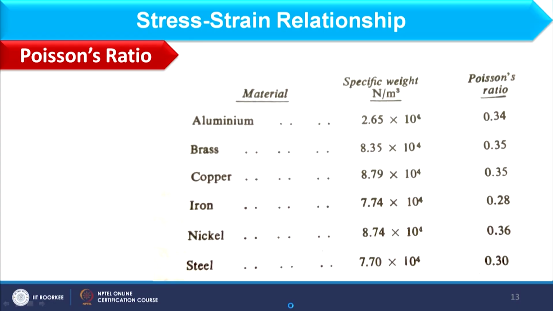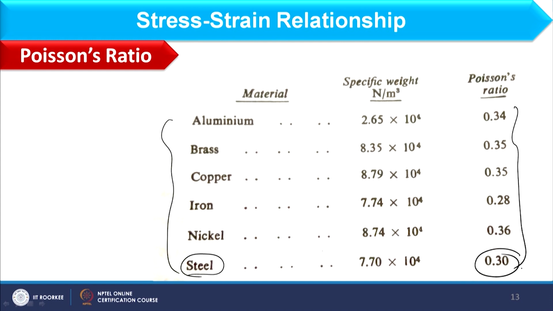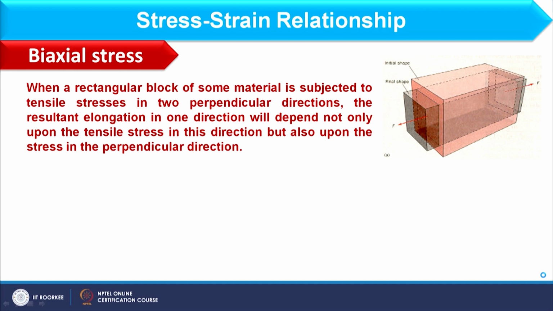Here we have different Poisson's ratios for different materials. You see, for steel, which we will consider in manufacturing of pressure vessels, the mu value is 0.3. This table summarizes some of the values of Poisson's ratio. And now we will discuss the stress and strain relationship mathematically.